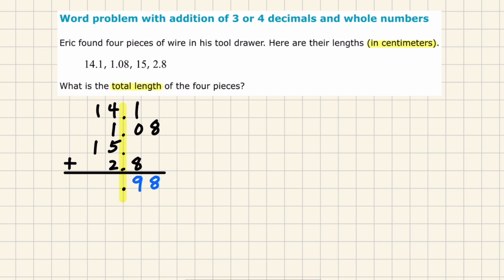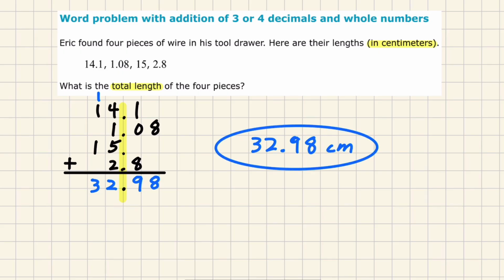4 plus 1 is 5, plus 5 is 10, plus 2, a 12, carry the 1, 1 plus 1 plus 1, 3. Looking back at the question, we're looking for the total length in centimeters, so our solution is 32.98 centimeters.